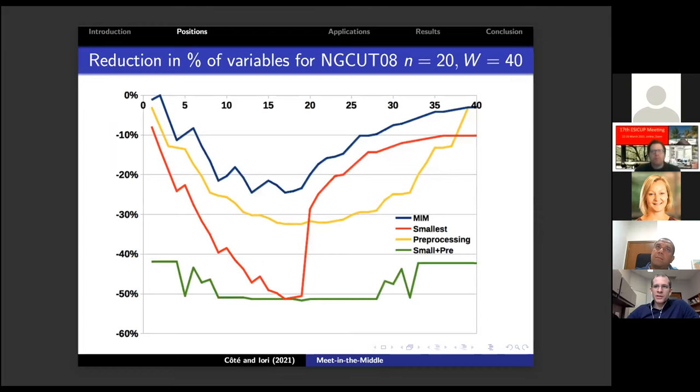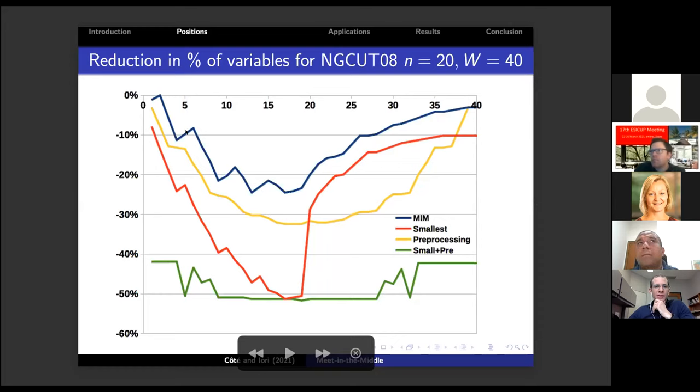So here I'm showing an example of the reduction we can obtain on a classical 2D packing problem, GCUT08, with 20 items and a bin width of 40. So here you can see that for the meet in the middle, depending on the cutting point you're choosing, you will have a different number of positions. And it is non-decreasing. So you can see sometimes it goes higher, and then when you reach a certain cutting point, it increases.